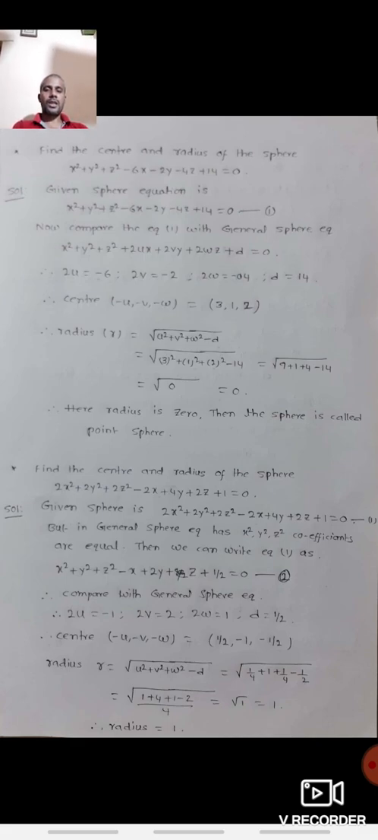The radius r equal to root of u square plus v square plus w square minus d. Now substitute the u, v, w and d values in the formula for the radius. We get root of 9 plus 1 plus 4 minus 14 equal to root 0 equal to 0. So the required center is (3, 1, 2) and the required radius is 0. Here the radius is 0, so this sphere is called a point sphere.